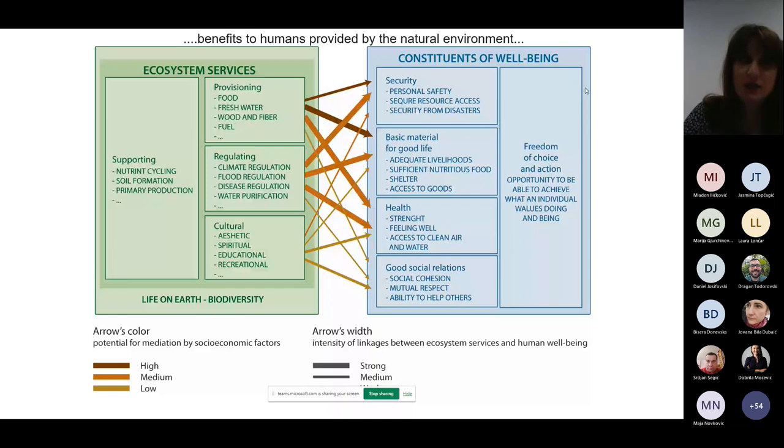Those are benefits to humans provided by the natural environment, and they can be divided into provisioning ecosystem services such as food, fresh water, fuel, which are easy to quantify and express their value. Then regulating, such as climate regulation, flood regulation, disease regulation, water purification; cultural, which are aesthetic, spiritual, educational; and of course, supporting ecosystem services, which include nutrient cycling, soil formation, primary production.